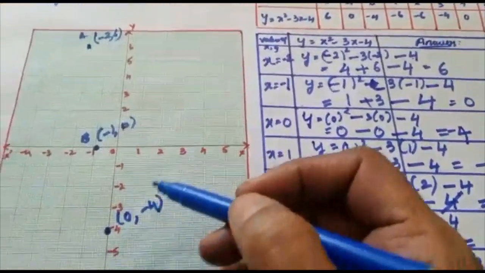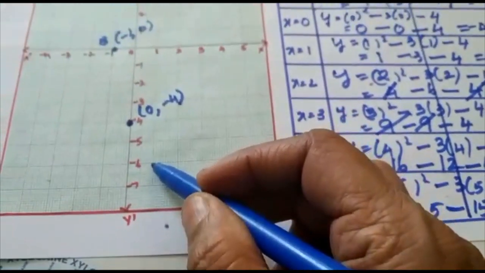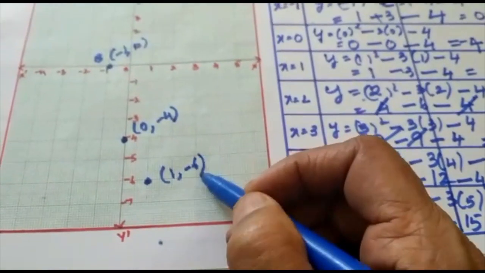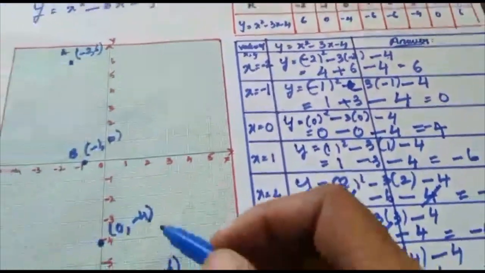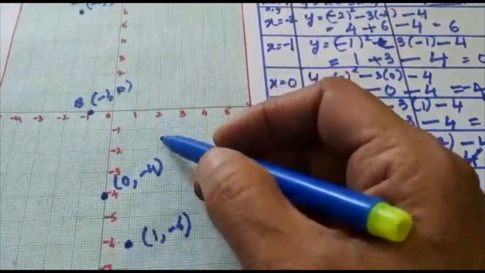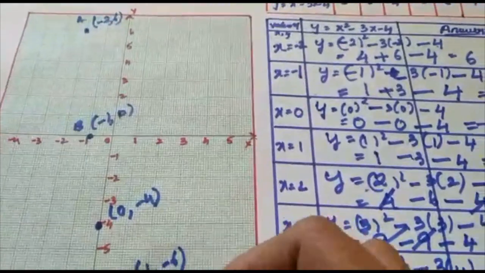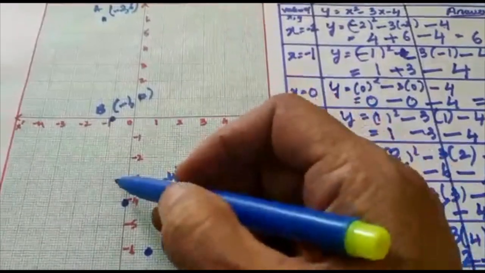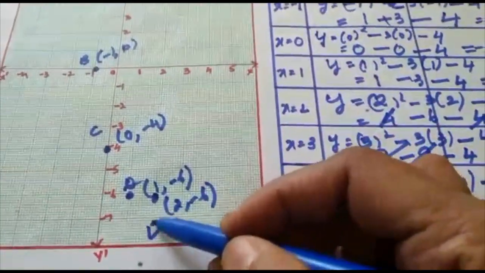Fourth point is 1 comma minus 6. X is 1 and y is minus 6 over here. So this is the point 1 comma minus 6. Next point is 2 comma minus 6. So x is 2 and y is minus 6. This is the point 2 comma minus 6. So you can name this as C, this as D and this point as E.